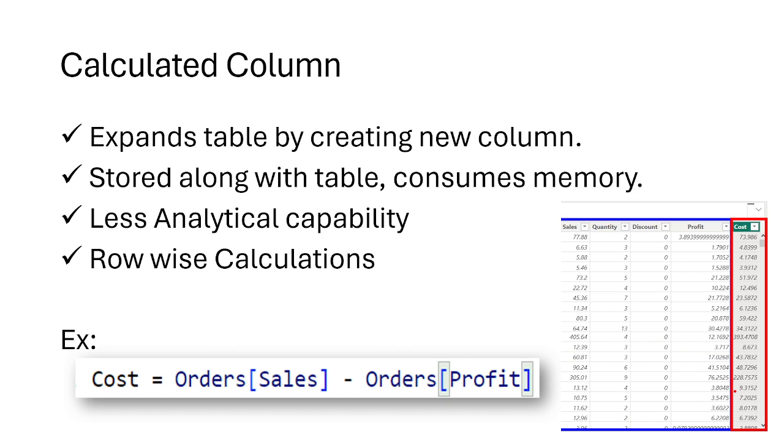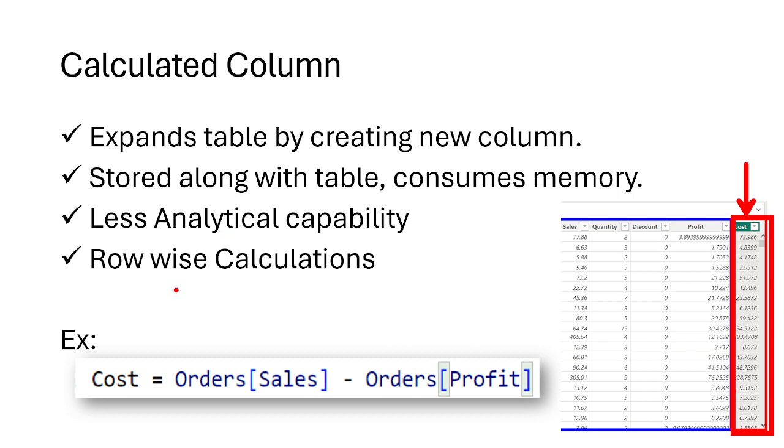So when I talk about a calculated column, it expands the table by creating a new column. So that means you have the data, and based on the data, you're trying to create a new calculated column. It is stored along with the table always. Okay, it actually consumes additional memory space. This is not highly recommended, and it doesn't have many analytics features.